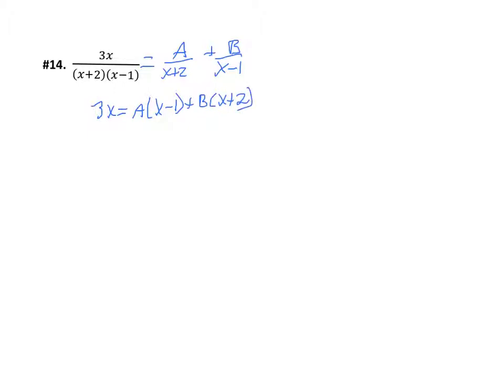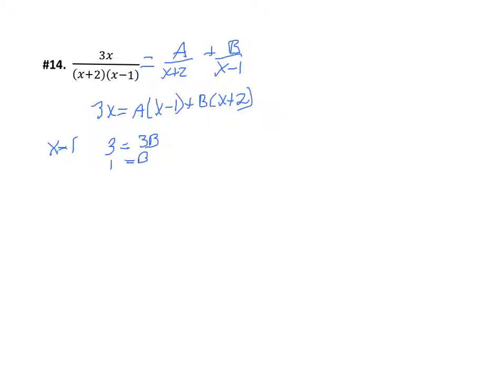Okay, sweet numbers is probably the easiest one here because we can eliminate both of them pretty quick. So we're going to let x equal 1, and we're going to get rid of a. So 3 times 1 is 3. a goes away. b is, okay, so 1 plus 2 is 3, so we get 3b, and b is 1.